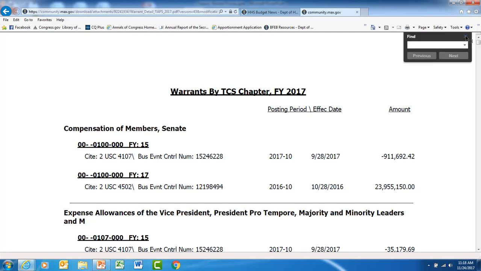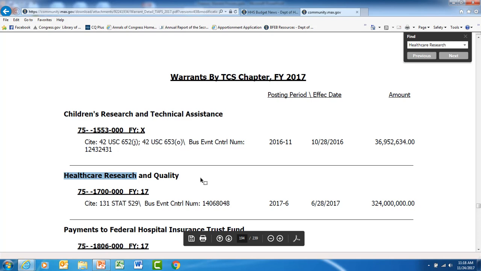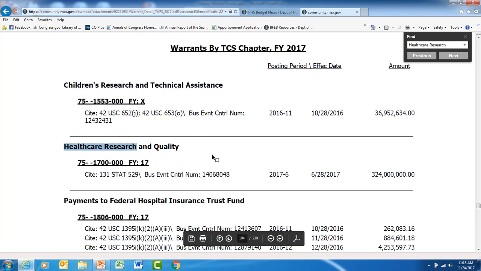So if we do Control F and we type in healthcare research and click Next, it will take us to our warrant for healthcare research and quality. This is our AHRQ example we had earlier. We can see all the relevant information from the warrant in this report. We can see the title, we can see the TAFs, the citation at 131 Stat 529, and of course, the amount.